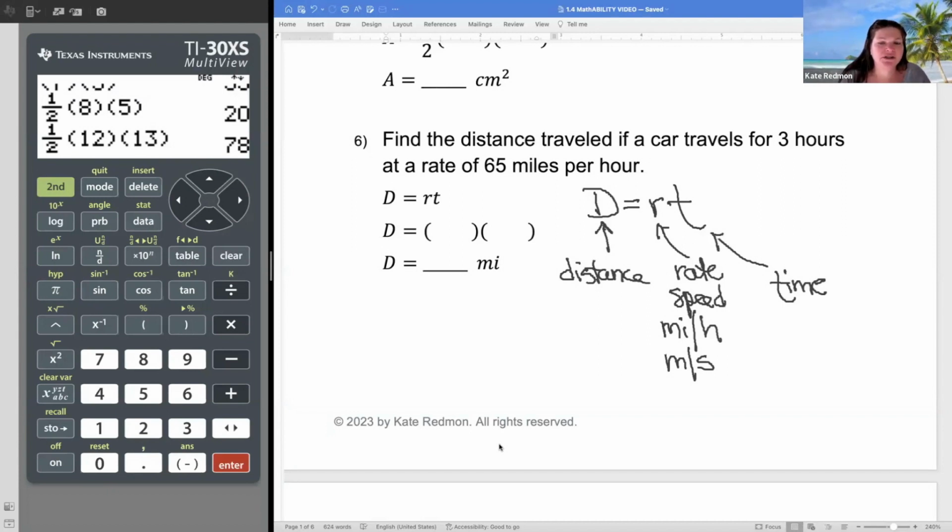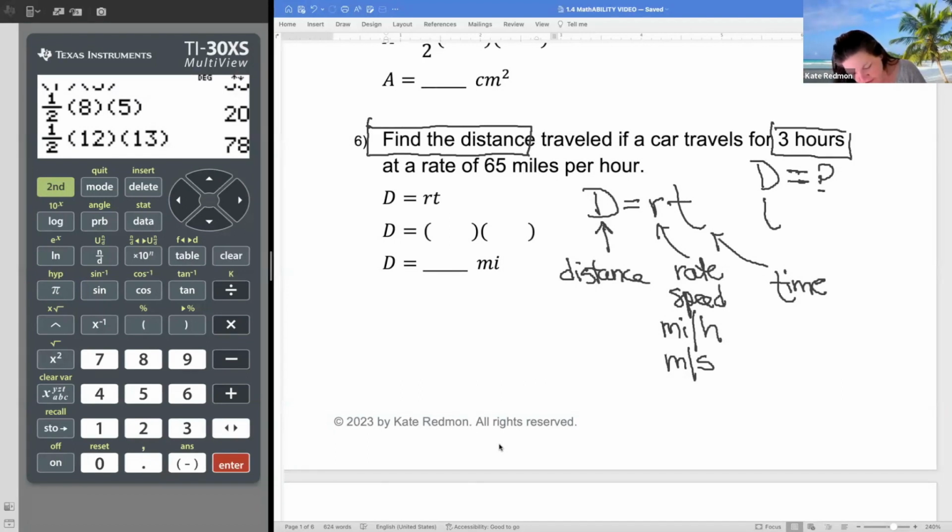All right, now that we understand the formula, let's plug into it. So it says find the distance. So D is the thing I don't know. If a car travels for 3 hours, so that's hours, that's a measure of time, at a rate of 65 miles per hour, that's the speed or the rate. So R is equal to 65.